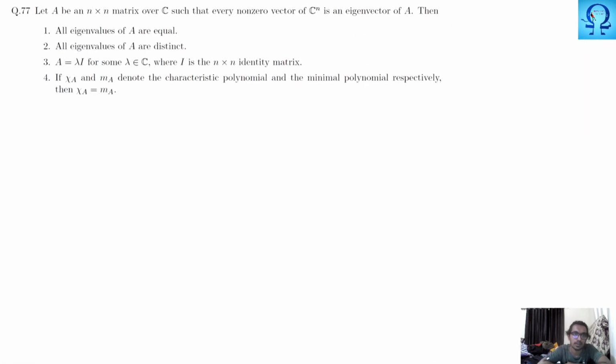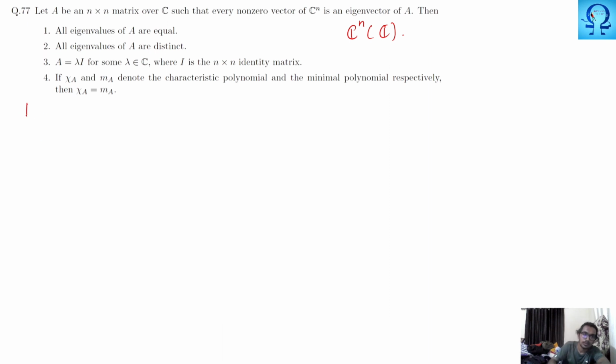Here again we are given an n by n matrix over C such that every non-zero vector of Cn is an eigenvector of A. Here we are considering the space Cn over C. The dimension of the space is n. So if you choose any n linearly independent vectors, that is enough to generate a basis, because n linearly independent eigenvectors in a space will span the space.